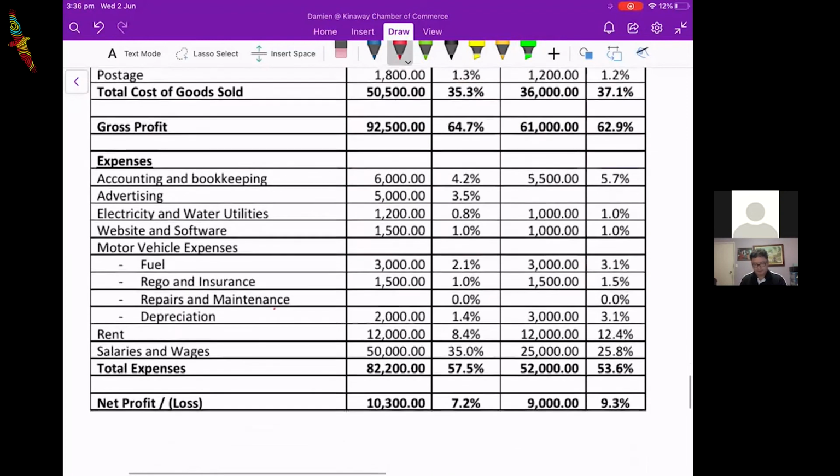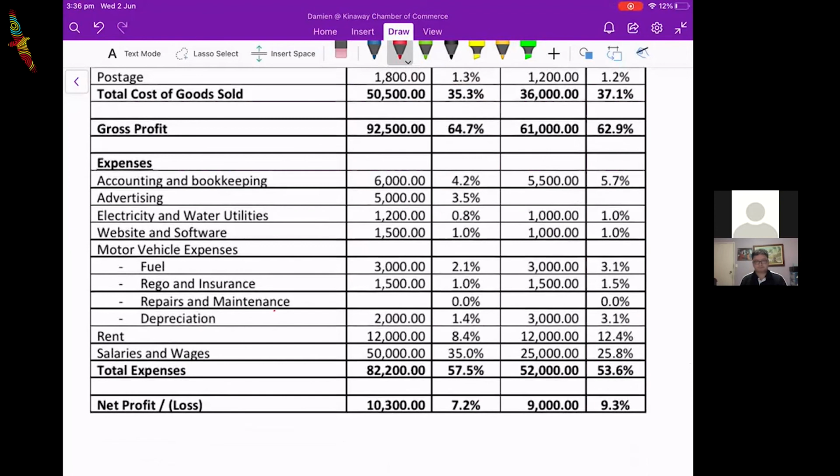Okay, so our gross profit's gone up. Let's now have a look at our expenses. Now we've got accounting and bookkeeping has gone from 5,500 to 6,000. Again, there's been a slight increase. We've got advertising. We didn't have advertising last year, but we have advertising this year.